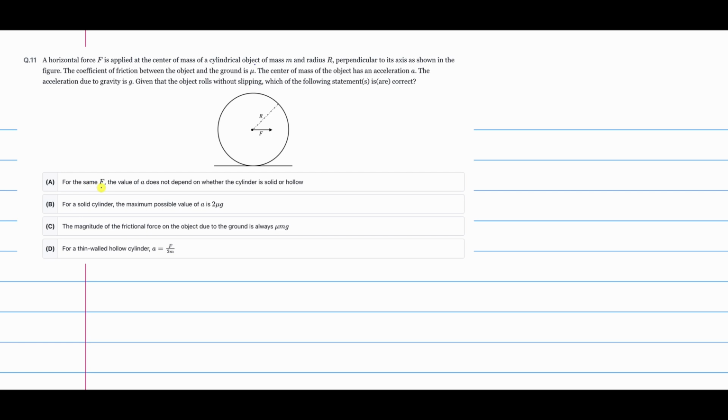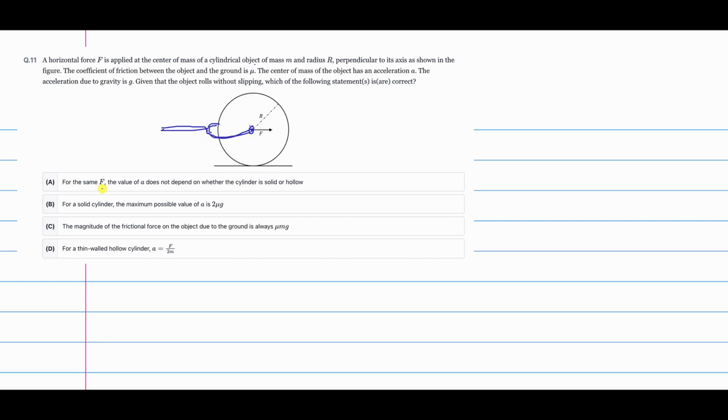For the same F, same force, first you need to visualize this force. This force is being applied at the center of mass. Suppose there is something like this, okay, and we are applying the force directly at the center of mass, not everywhere else.